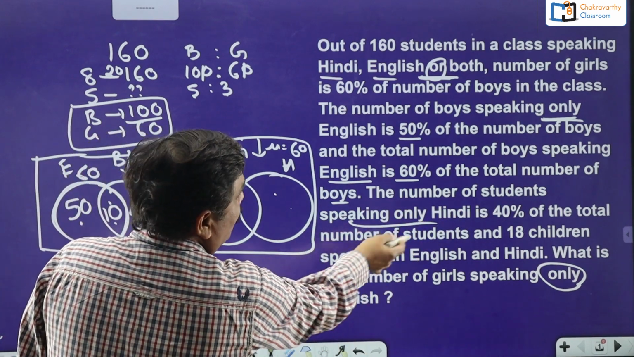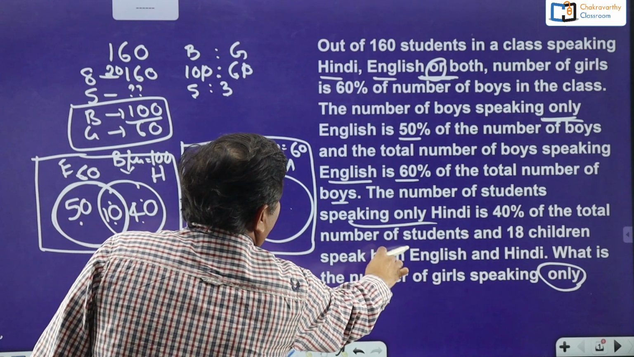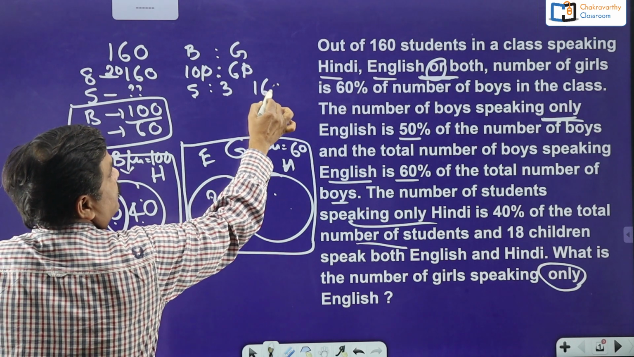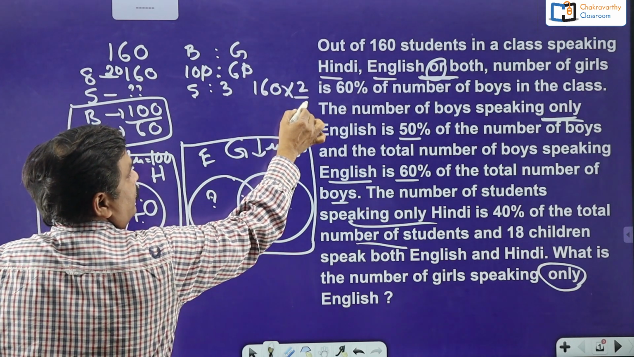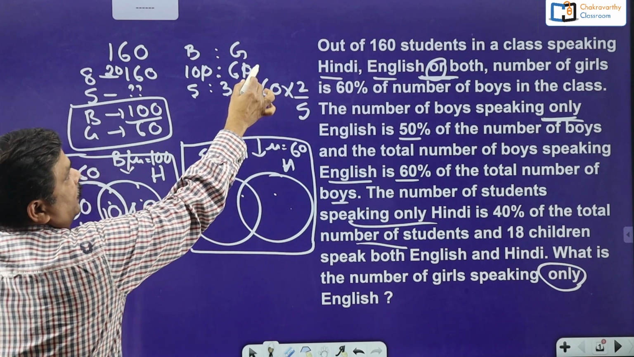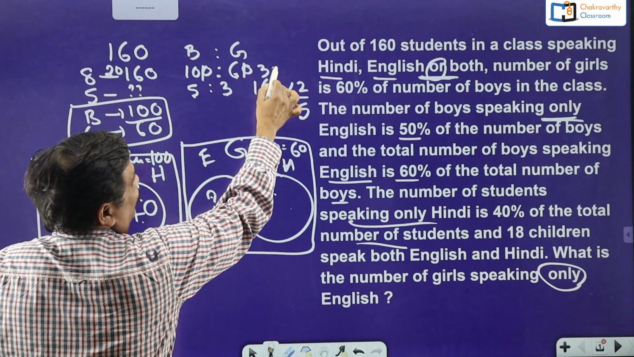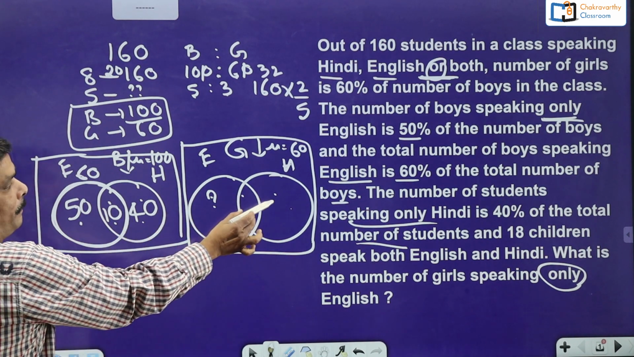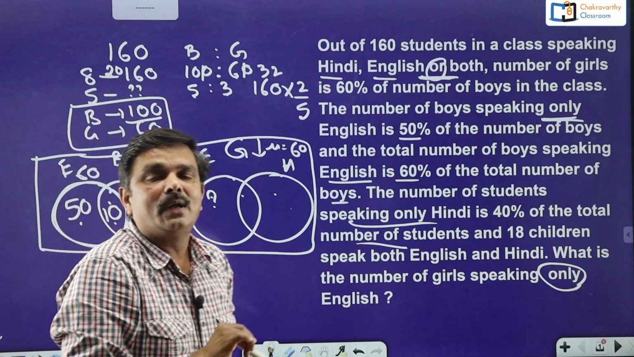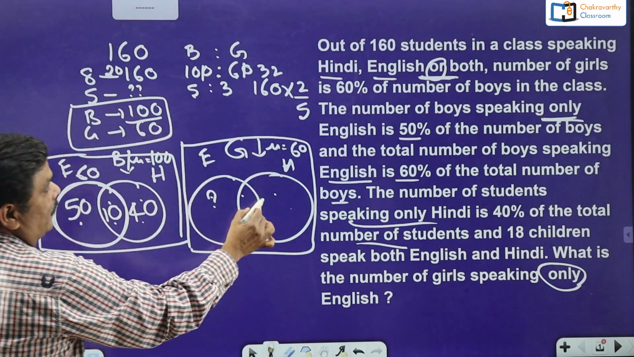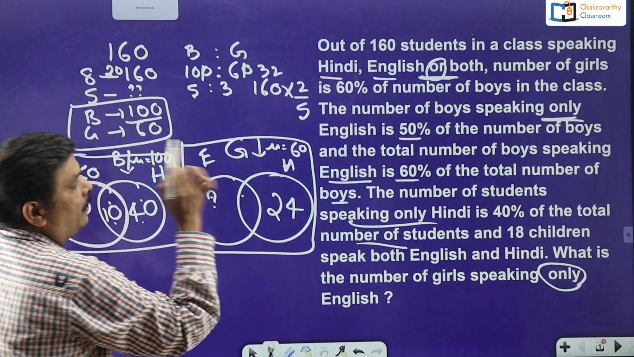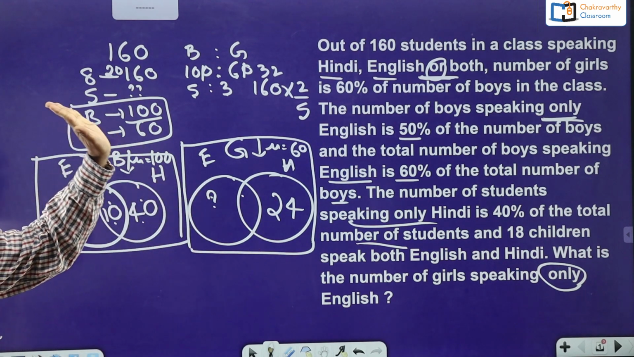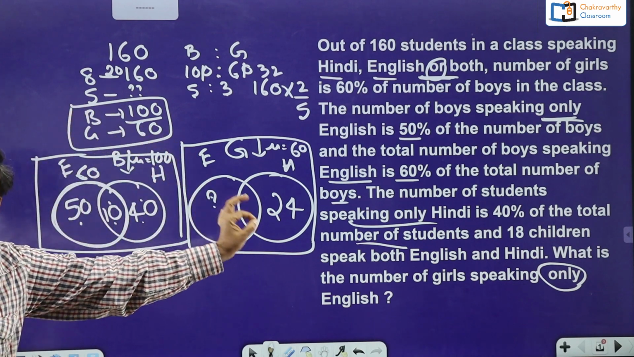The number of students who speak only Hindi is 40% of the total number of students. So total number of students is 160. 40% means that is 2 by 5. If you simplify this one, 5 threes, then 5 2s, 32 into 2, that is 64. That means this 40 plus this should give you 64. That means 64 minus 40, this is 24. Simple. Okay, so this 24 plus 40 should be equal to number of students who can speak only Hindi.